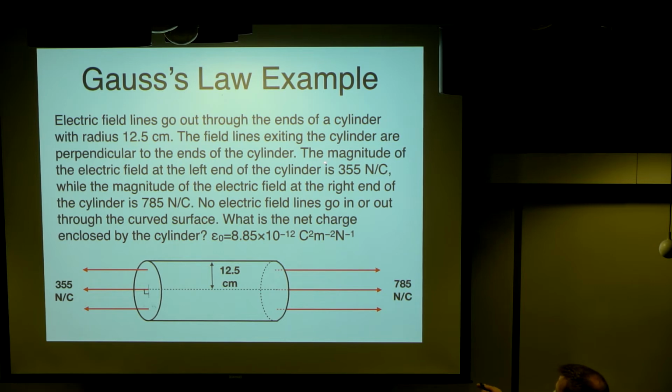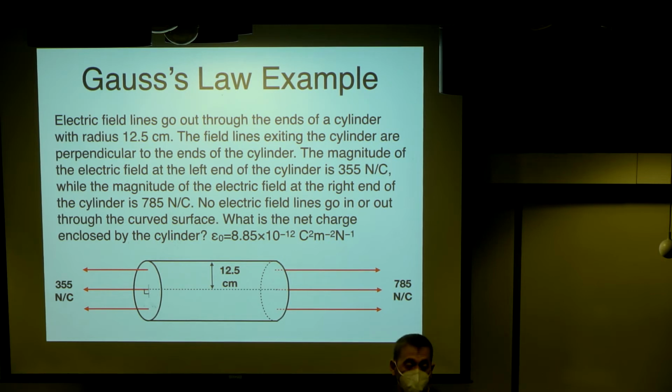Okay, we know that the magnitude of the electric field at the left end, which is over here, is 355 newtons per coulomb. And we know that the electric field at this end is different. Let's say it's going to be 785 newtons per coulomb. And then we're also given that the curved part of the cylinder here doesn't have any E field lines coming into it or going out of it. So based on that, what is the net charge enclosed by the cylinder?